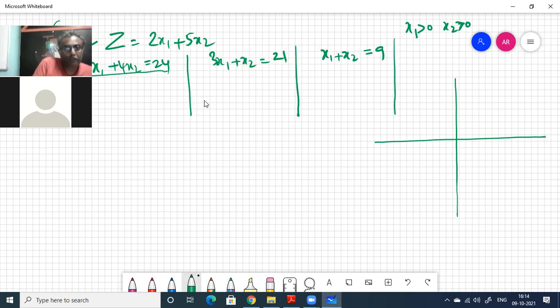First you take x1 equal to 0, then what will happen? 4x2 is equal to 24, so x2 is equal to 24 by 4, which is equal to 6. So what is the point? When x1 equal to 0, x2 is equal to 6.